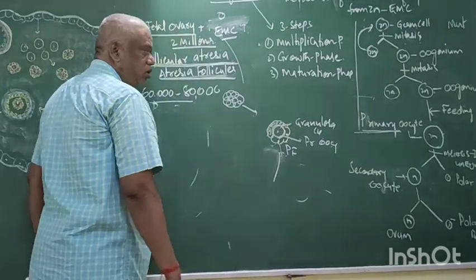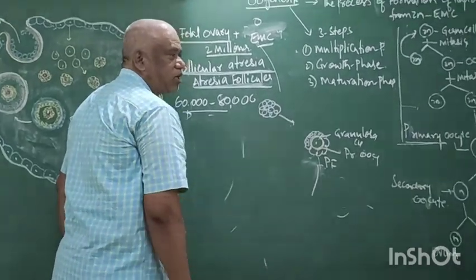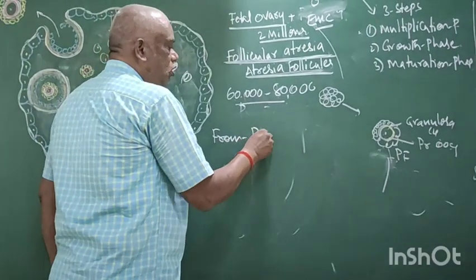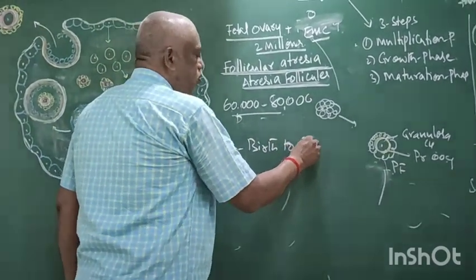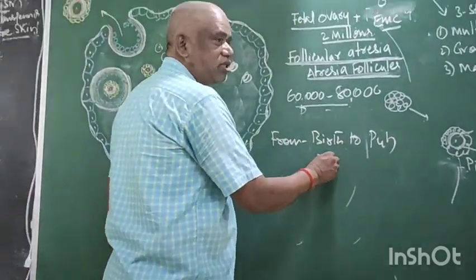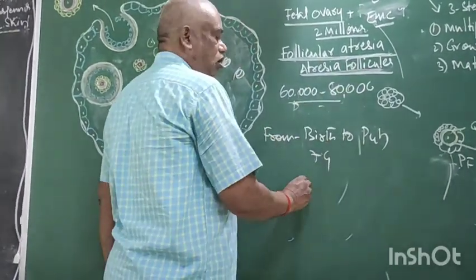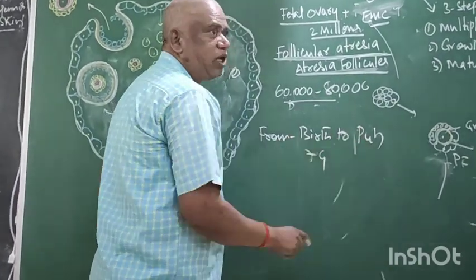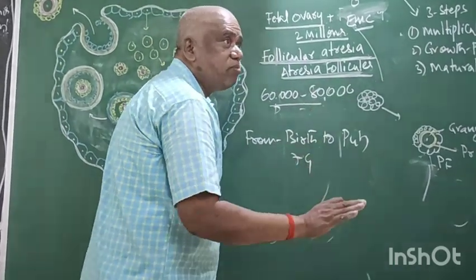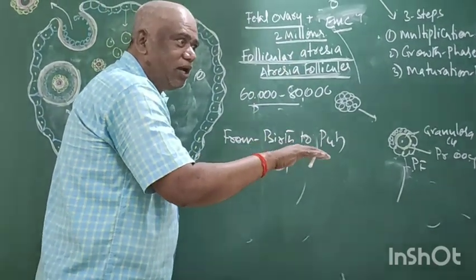Now, after puberty, changes occur. There are no changes from birth to puberty. Suppose you take the ovary of a 7 years old girl and scan it. What does the ovary contain? Primary follicles. Up to puberty, the primary follicles remain as they are, but some may degenerate. The number may decrease.